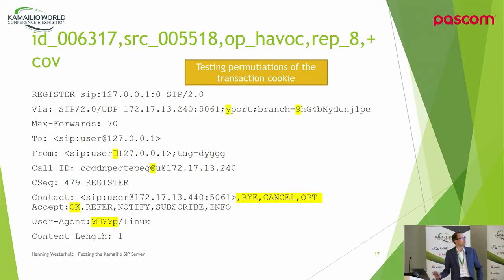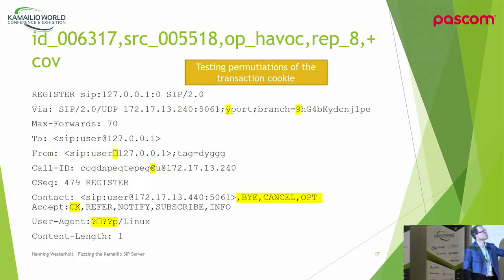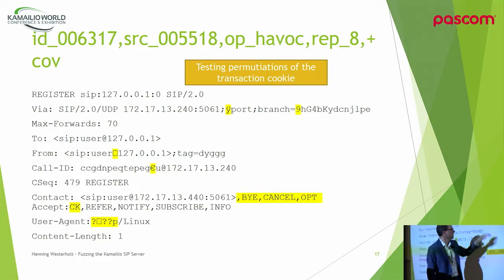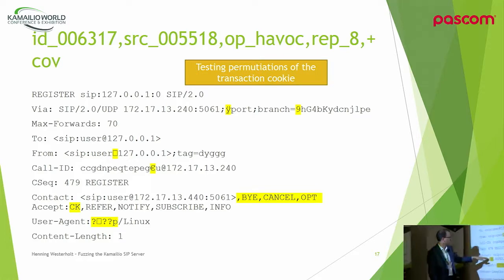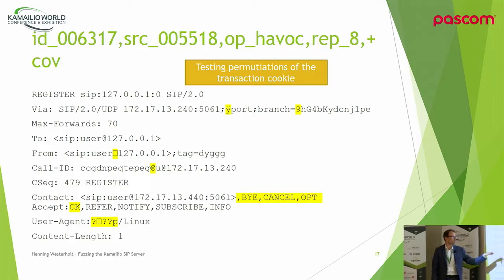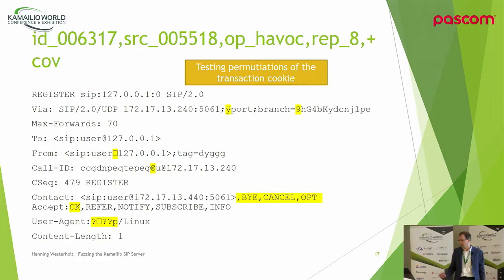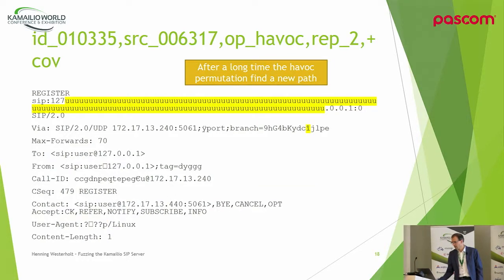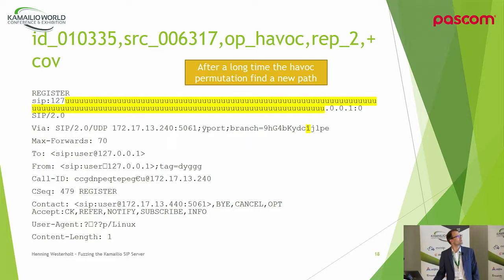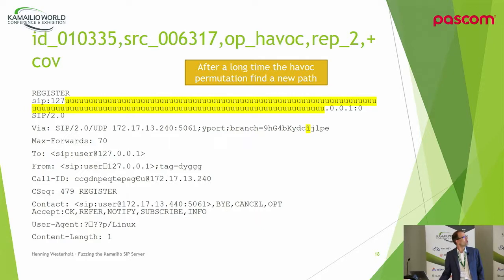Then it tests some random permutations of the transaction cookie here, and does some transpositions just to test the parser. I highlighted the changes again in yellow. And then after a long time, it really found some new states in the parser just by permutation of the messages. So the next few slides just show more and more invalid messages.